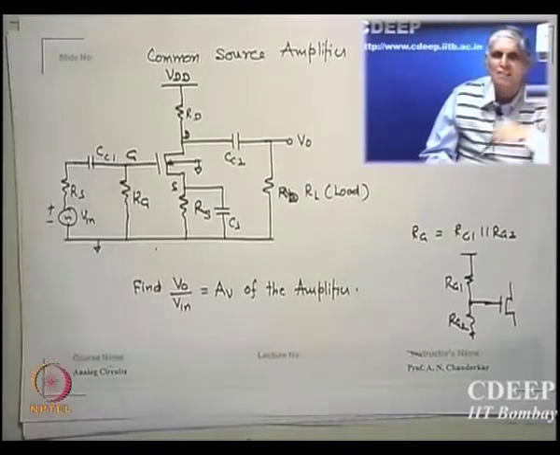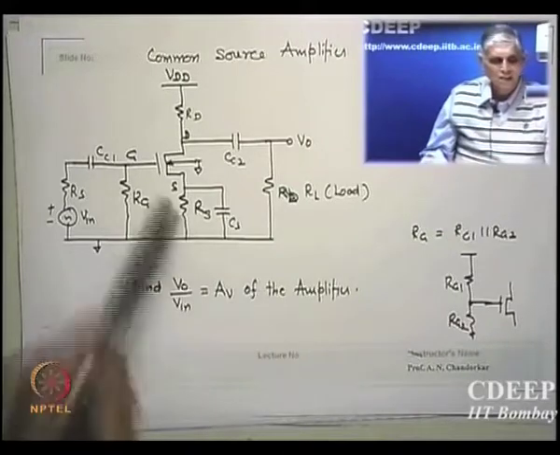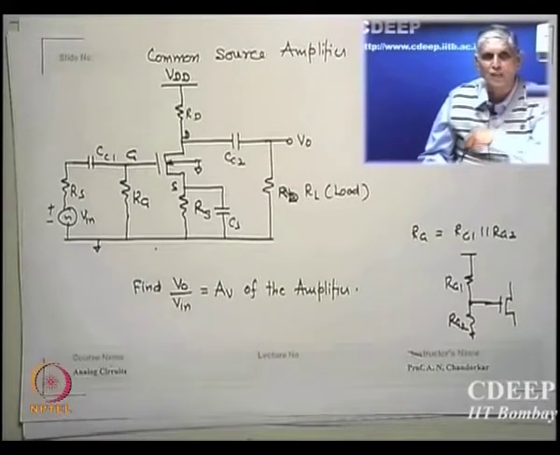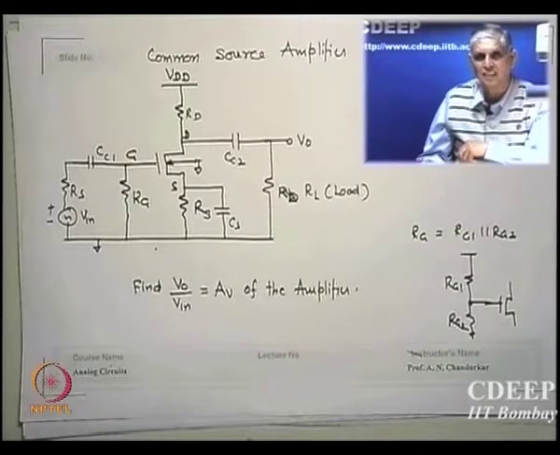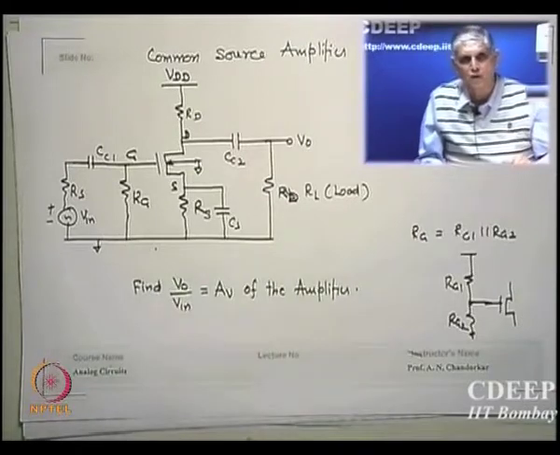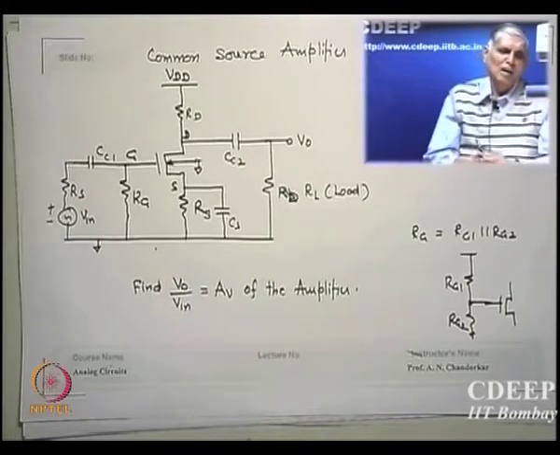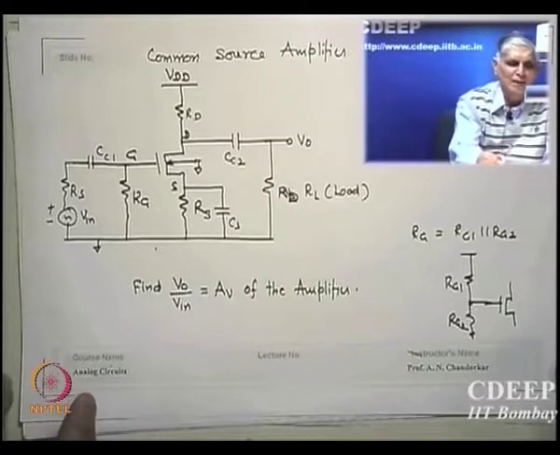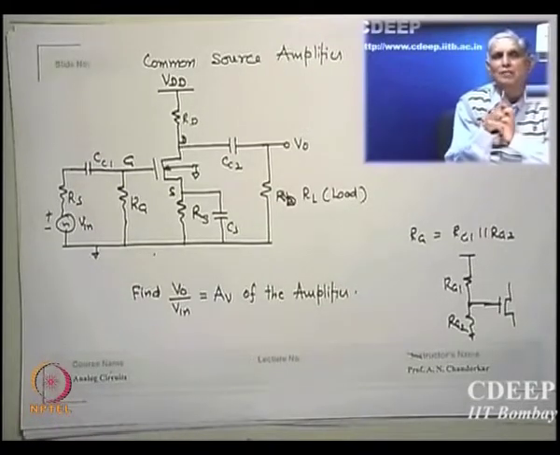If Rg doesn't exist, what will not exist? The DC bias for this will not exist, is that correct? DC bias will not exist. This is the most important part in the actual circuit when I draw. So having shown you a common source amplifier, what is my ultimate aim?